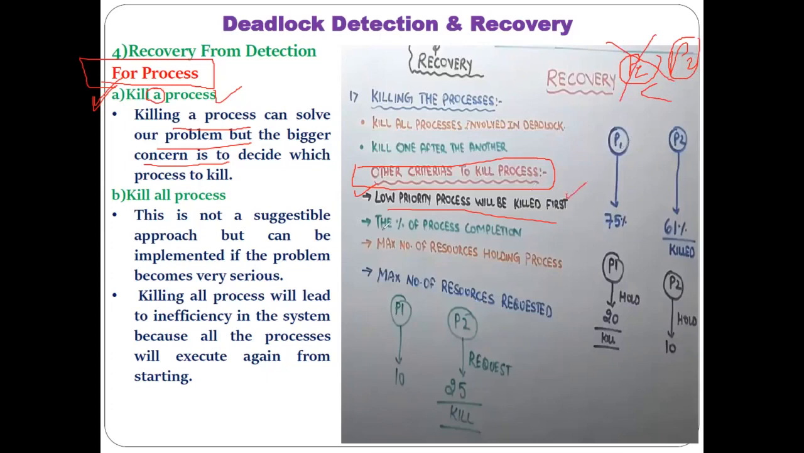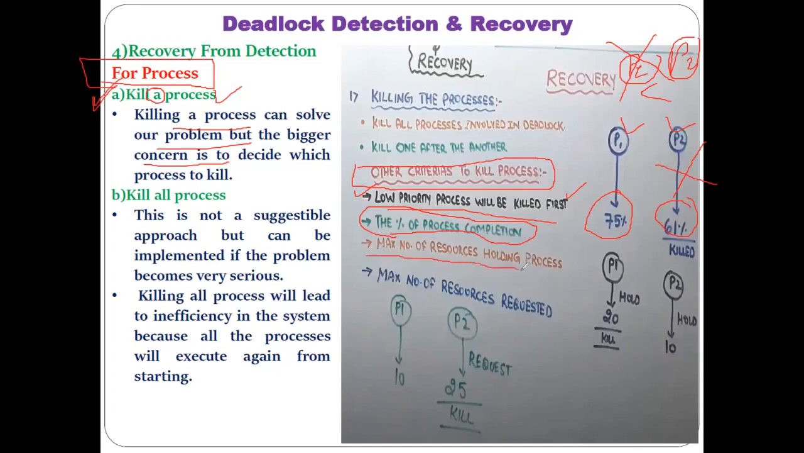Next criterion that can be applied to decide which process to be killed first is the percentage of process completion. There are two processes, P1 and P2. P1 has completed 75% and P2 has completed 61%. Then which one can be killed first? P2 can be killed first because P1 has completed most of its work as compared with P2. So that is the second criterion.